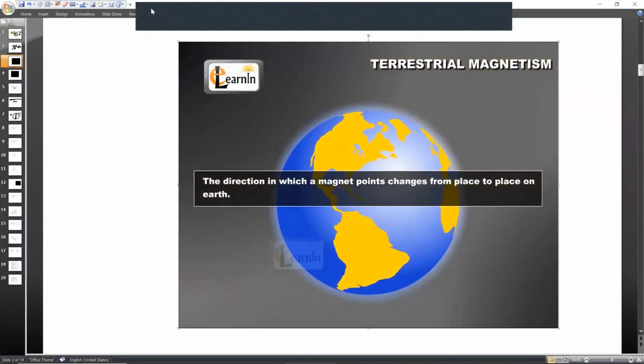The direction in which a magnet points changes from place to place on Earth.